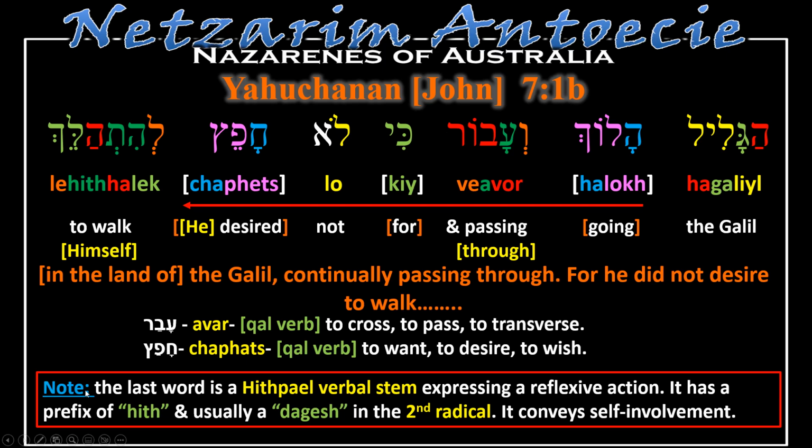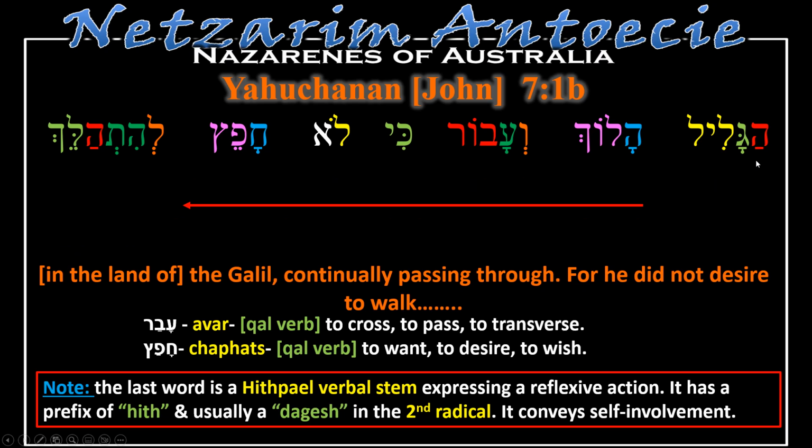Now I've given a note for your help. The last word is a hitpael verb stem, expressing a reflective action. It has a prefix of hit, and usually a dagesh in the second radical. And as we can see here, you've got a dagesh there. It conveys self-involvement. So that means he didn't desire to walk himself. That's why we've added that. Right, now we're going to read that.